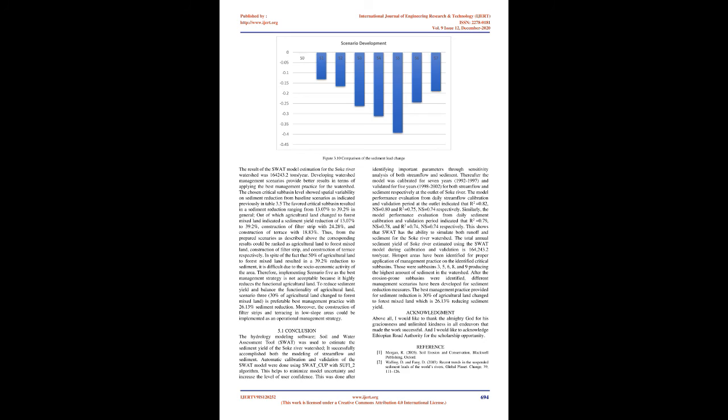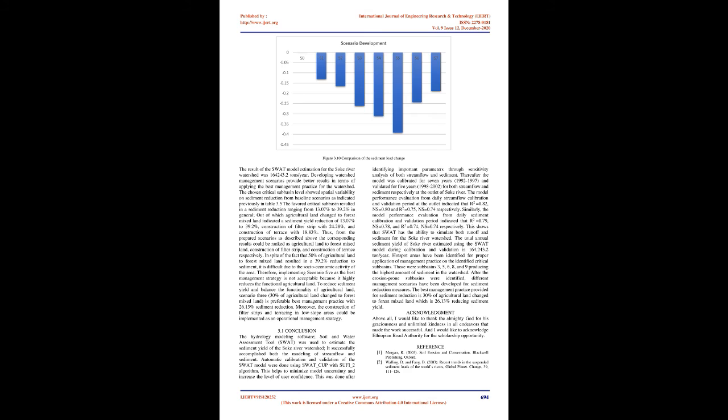In spite of the fact that 50% of agricultural land changed to forest mixed land resulted in a 39.2% reduction in sediment, it is difficult due to the socio-economic activity of the area. Therefore, implementing Scenario 5 as the best management strategy is not acceptable because it highly reduces the functional agricultural land. To reduce sediment yield and balance the functionality of agricultural land, Scenario 3, 30% of agricultural land changed to forest mixed land, is the preferable best management practice with 26.13% sediment reduction. Moreover, the construction of filter strips and terracing in low-slope areas could be implemented as an operational management strategy.